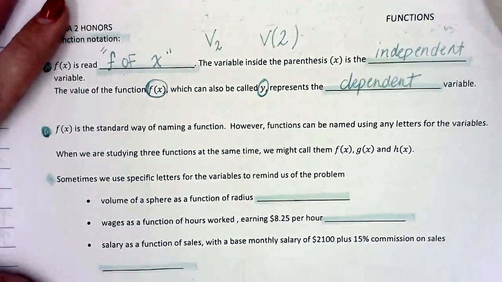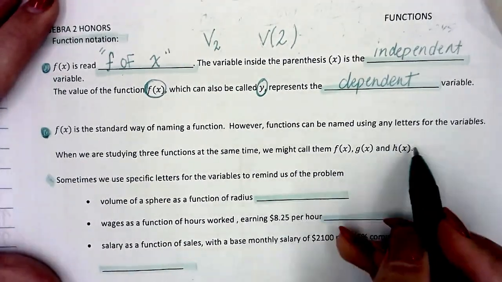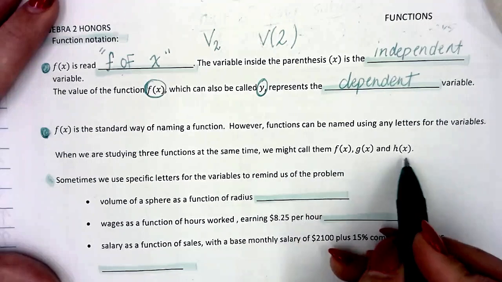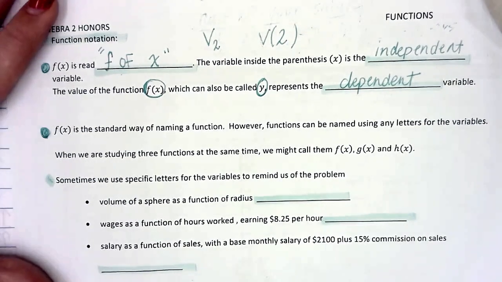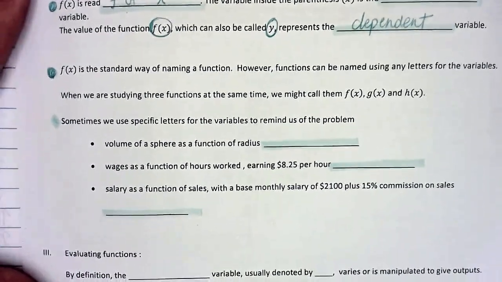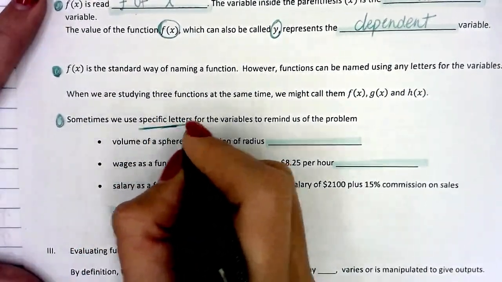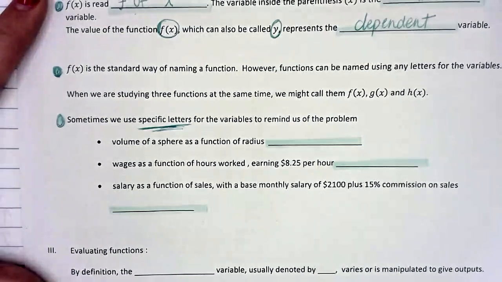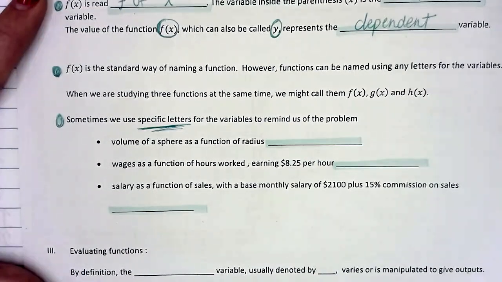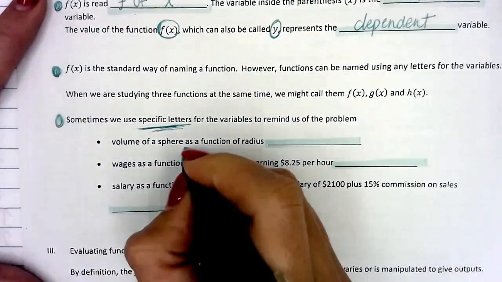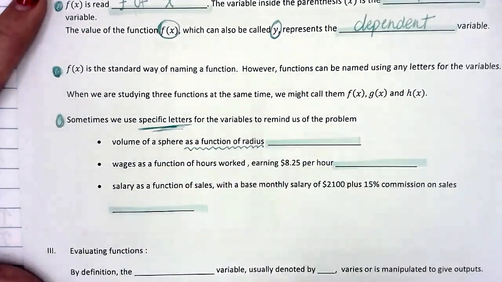When we are studying three functions at the same time, we might call them f of x, g of x, and h of x. I can even call this phrase f, g, and h of x, almost the way you would use a last name, so you don't have to say the same thing over and over again. Sometimes we use specific letters. This is going to help you a lot to avoid mistakes, using variables that remind us of the problem. So, for example, volume of a sphere as a function of radius.